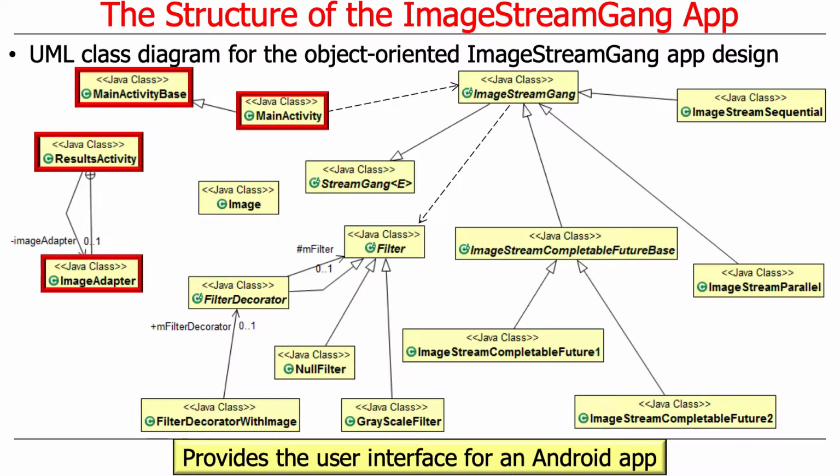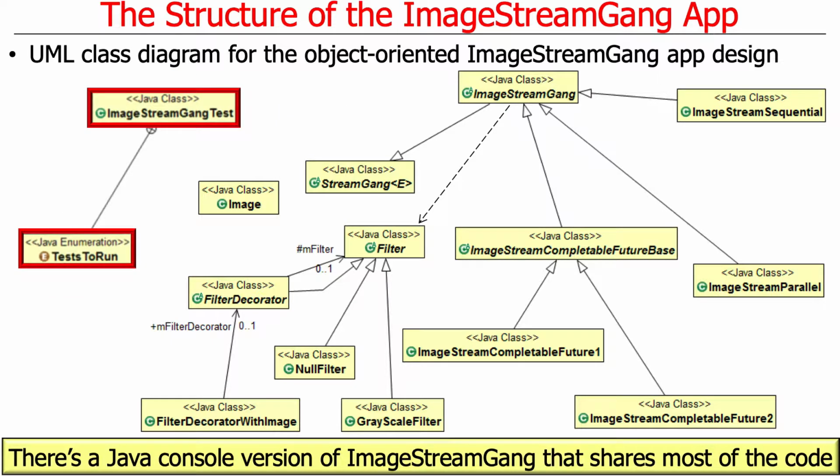And then finally, we have a user interface for the Android app. There's an Android version where we've got Android things like activities, image adapters, results activities, and all these good things. And then there's also a console version that doesn't have a GUI per se. You just run it on the console, like the command line. But it shares all of the other parts of the code. 98% of the code is shared between the Android and command line console versions, which is very useful because then you get a lot of reuse systematically. Once again, a benefit of using patterns and object-oriented design.